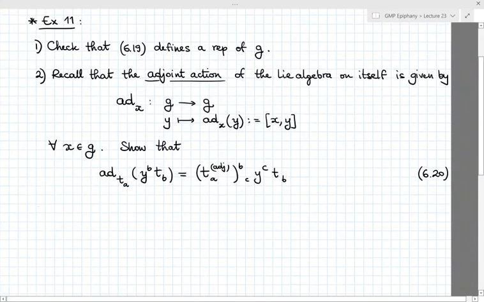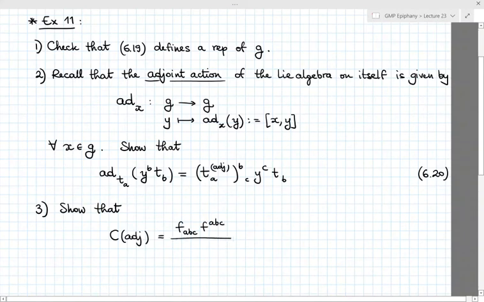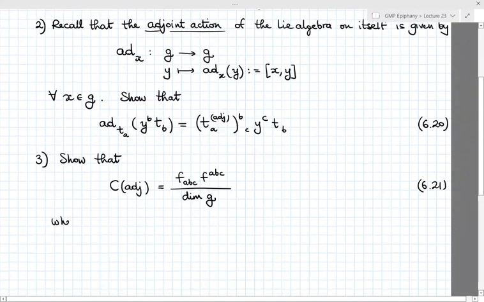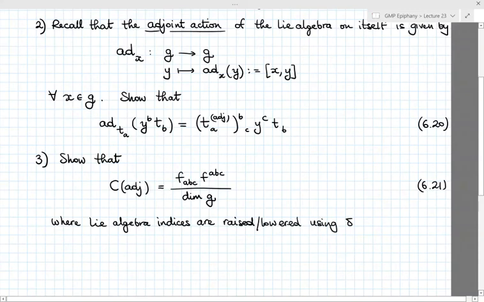And finally, in part three, I ask you to show that the quadratic invariant of the adjoint representation, C of the adjoint, is given by f^ABC f^ABC, so the square of the structure constants with all indices contracted, divided by the dimension of the Lie algebra. Where here, Lie algebra indices are raised or lowered using delta, so the identity matrix.